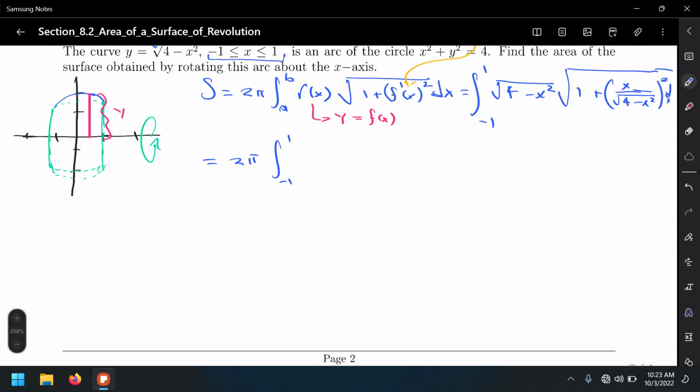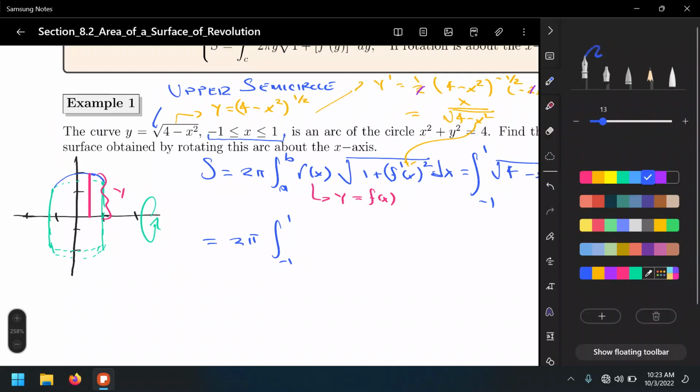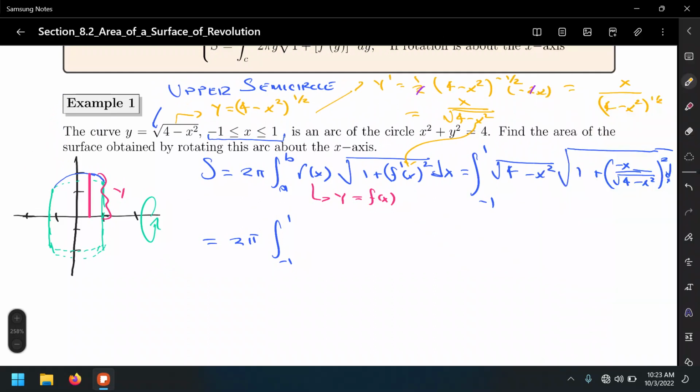Shouldn't that be negative x over root of 4 minus x squared? That's what I meant, yes. But ultimately it's going to get squared, so that negative sign is going to get lost. But yes, it's still important to have that negative symbol in here. I also missed it here in the setup, and I also missed it there. All right, thank you.